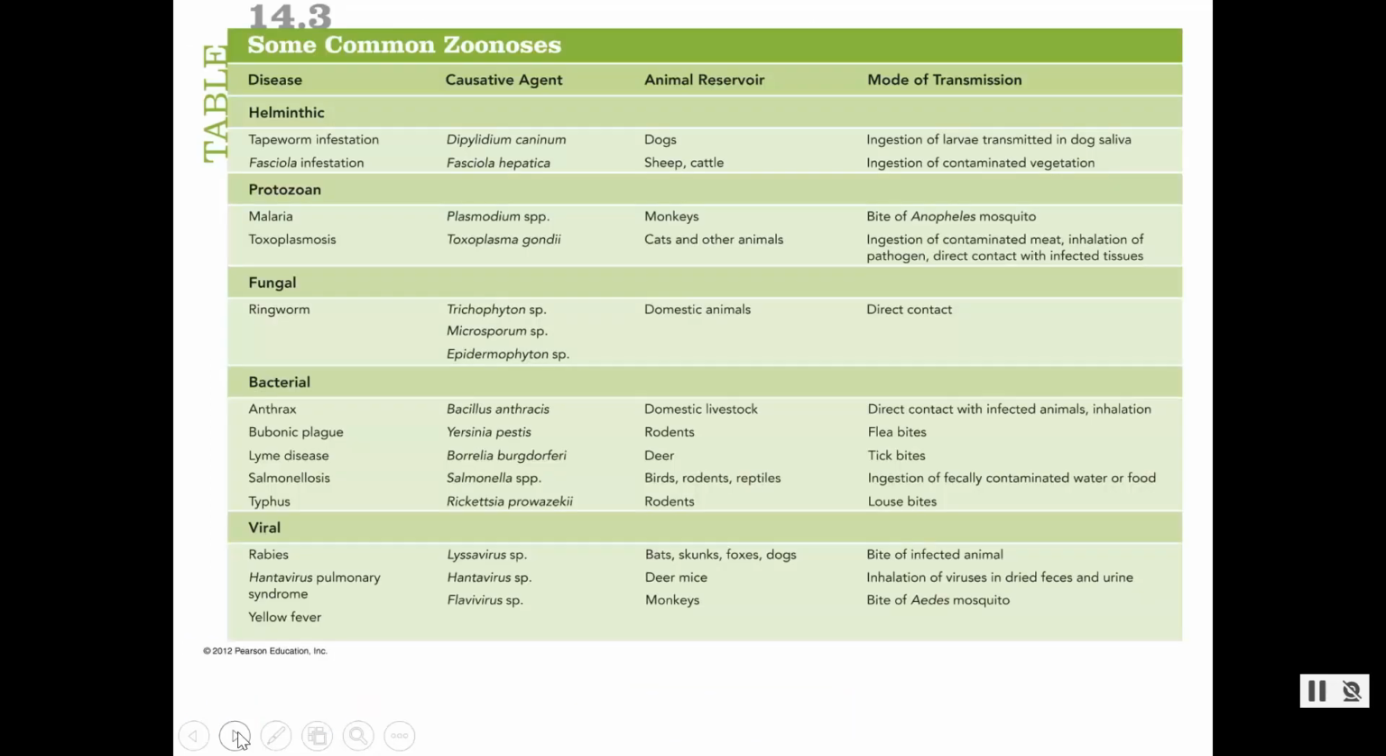Okay, so next things. Oh, before we do that, some common zoonoses. I think I've already mentioned a lot of these. I mentioned malaria. I've mentioned rabies. Lyme disease: we get bit by a tick, and then we get Lyme disease from that. Tapeworms. All of these are typically animal diseases, and then they can be transmitted into humans.